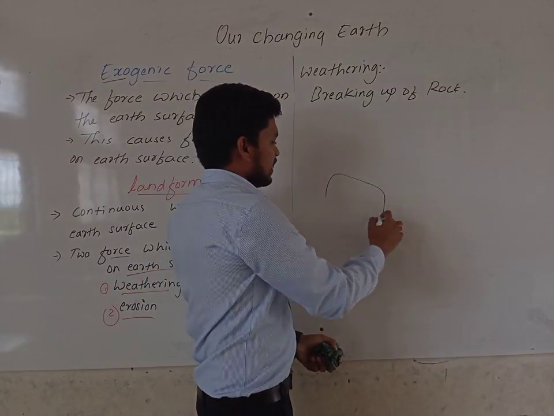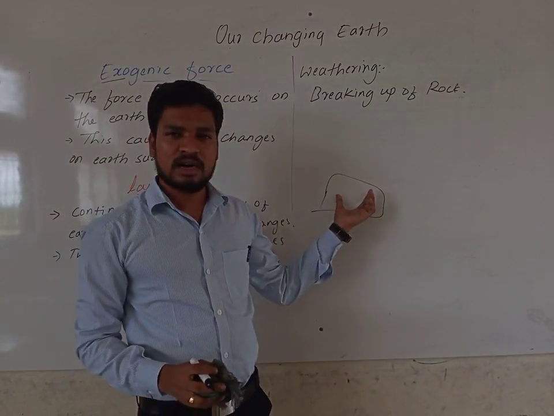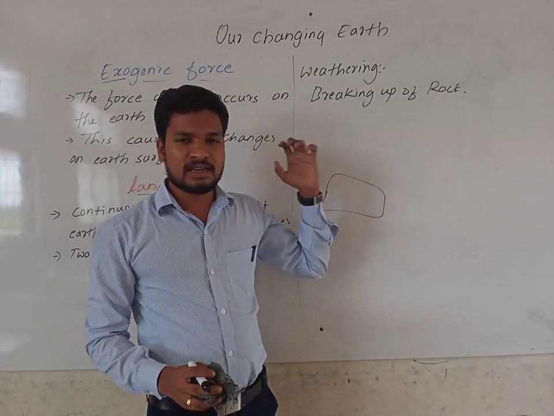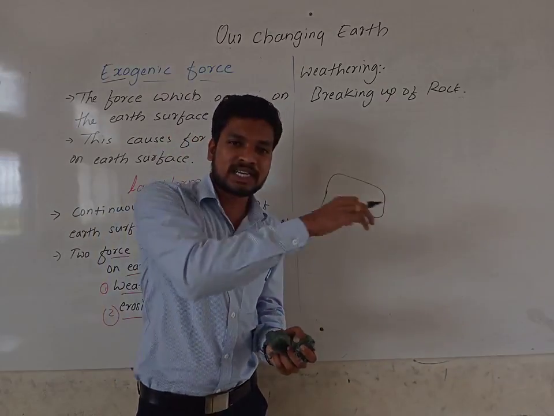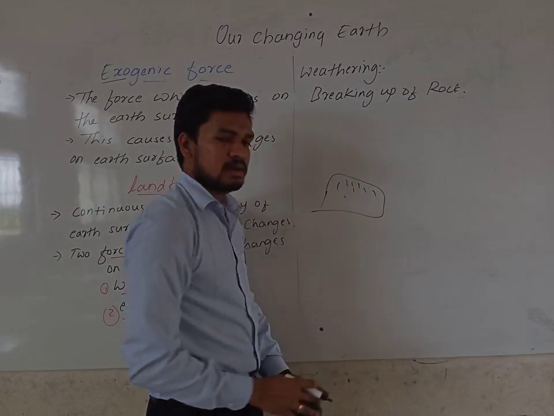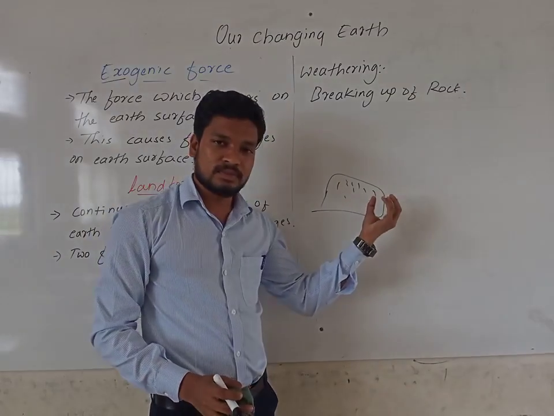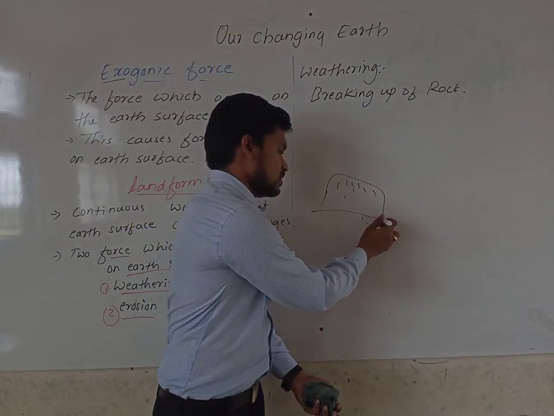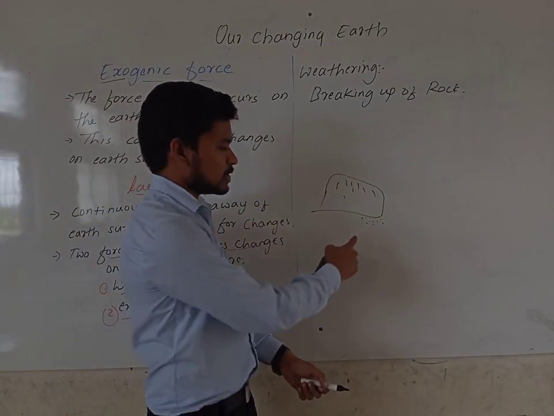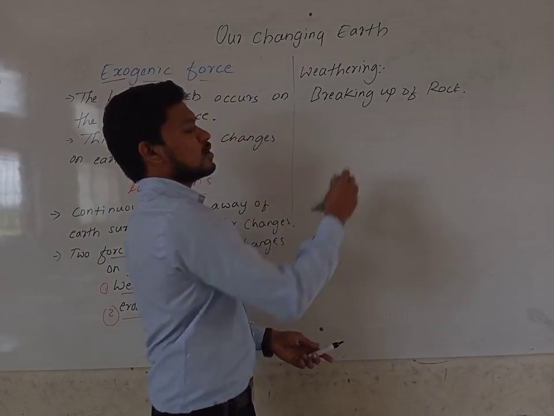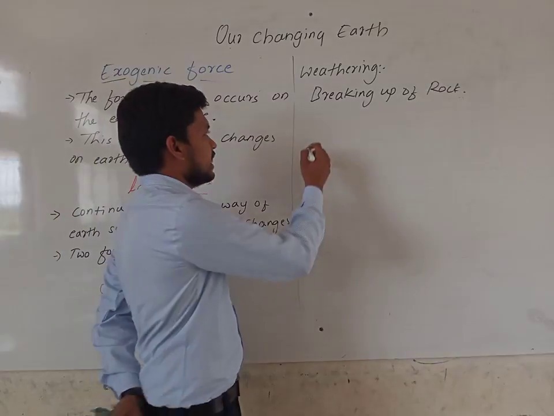Suppose a rock is under very high temperature and you pour water onto it, it starts to break into small pieces. Those small pieces fall on the surface. They are called sediments. Breaking up of rock is called weathering.